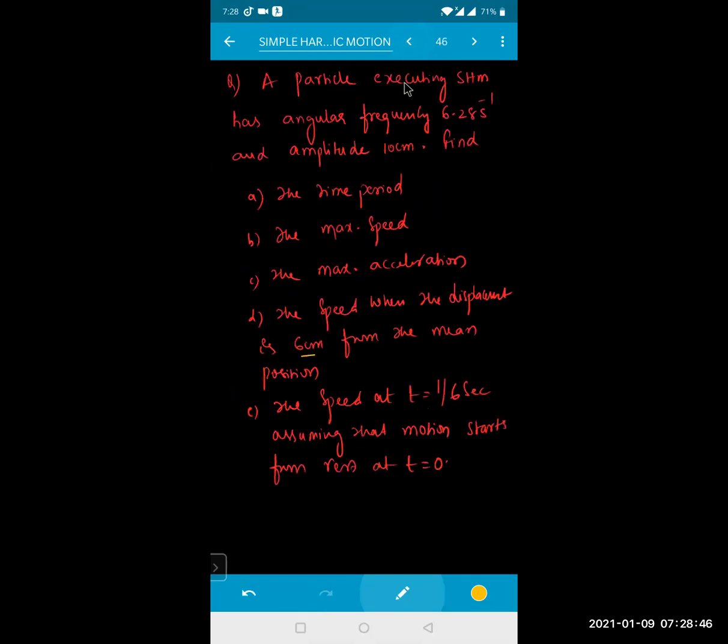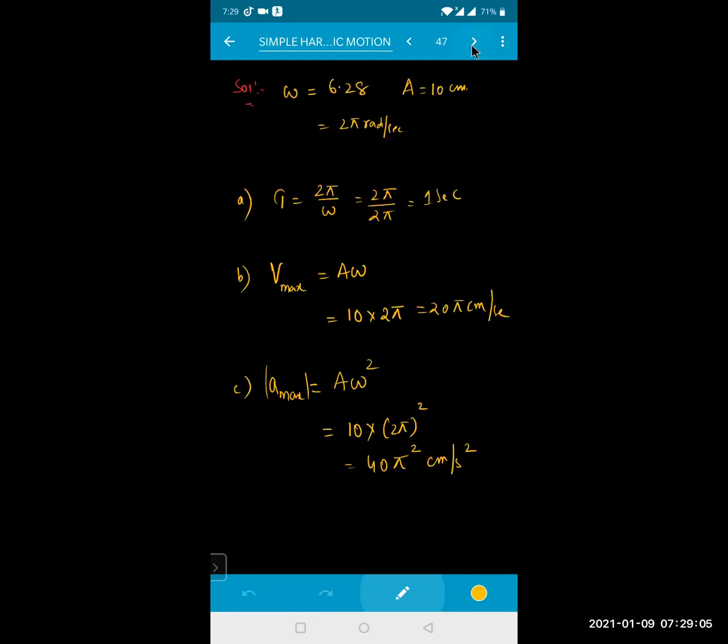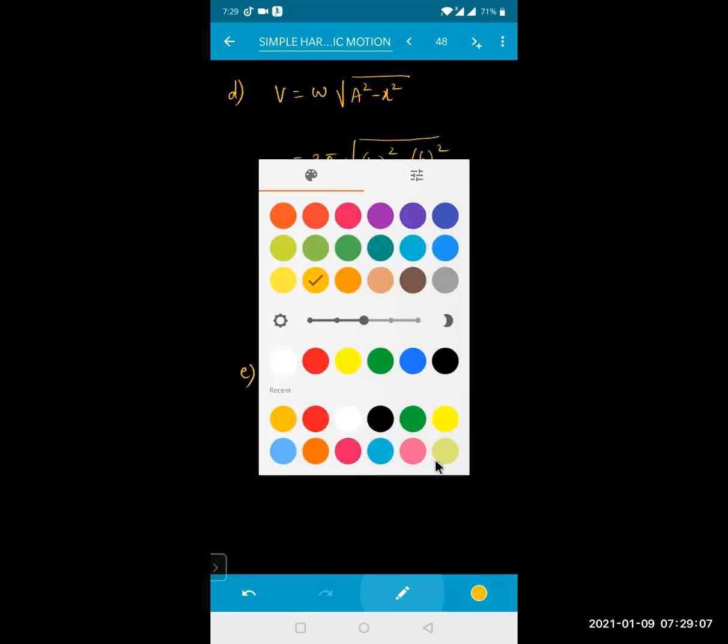Number E. What is number E asking? The speed at t is equal to 1 by 6 seconds, assuming that the motion starts from rest. It is at t is equal to 0. So the speed of the particle at t is equal to 1 by 6 seconds, assuming that the motion starts from rest. That means v at t is how much for me? 0. This is something like a good question.